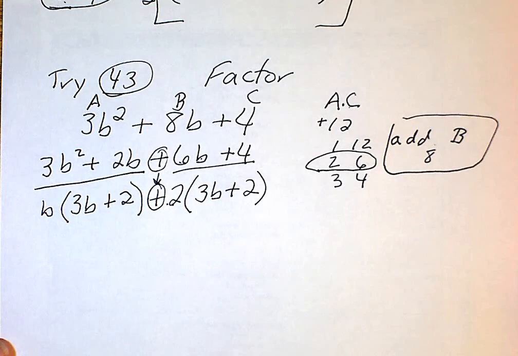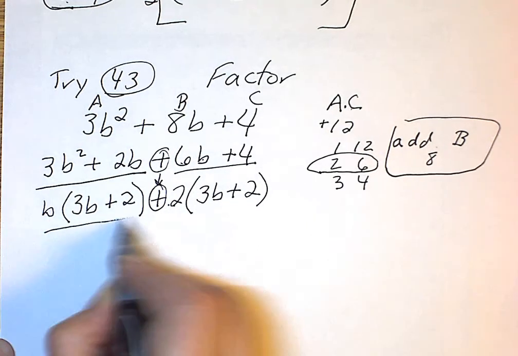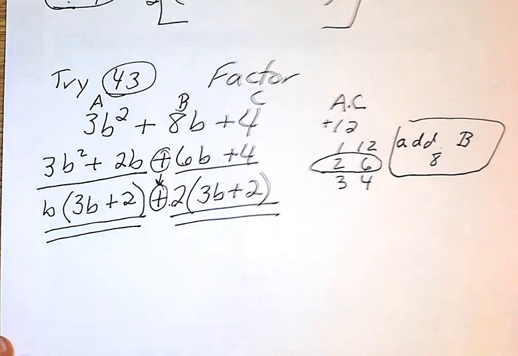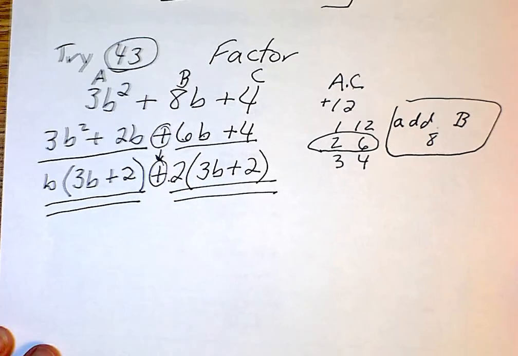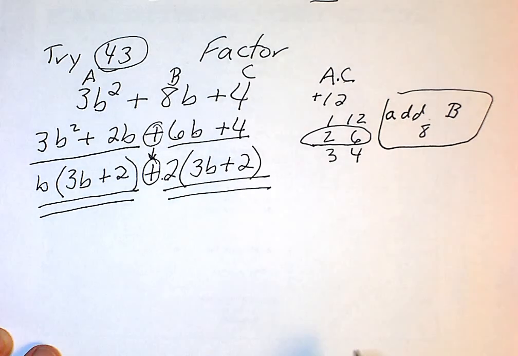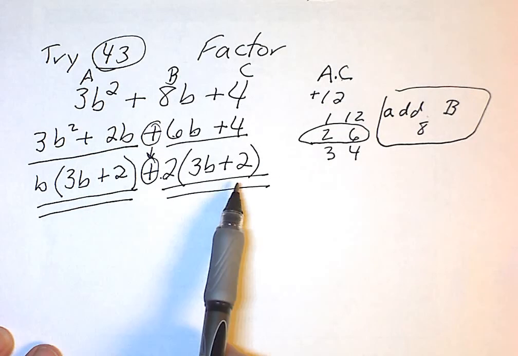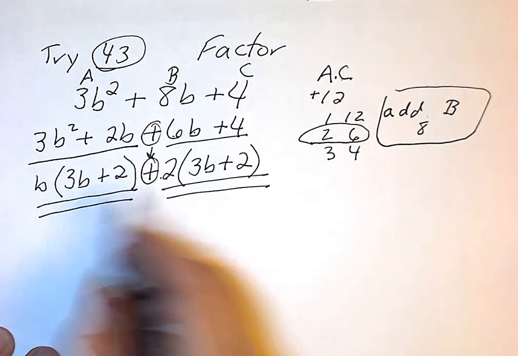Marissa, what's my next step? We're going to see what is in common with this one, what's in common with that one. So what's in common with this versus that? Guys, you're not going to stand over there and talk. So what do we have in common here and here? 3b plus 2, right? They both have it, so we're going to pull out the 3b plus 2.